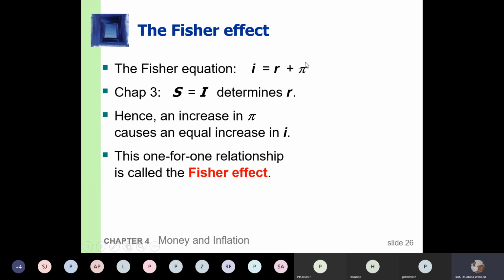So if we increase the inflation rate by 5%, the nominal interest rate will also increase by 5%. So there is a one for one relationship, no? This one for one relationship between the inflation rate and the nominal interest rate is called the Fisher effect, because when inflation changes, it does not change the real interest rate. The real interest rate will only change when there is a change in the supply of loanable funds or the demand for loanable funds.